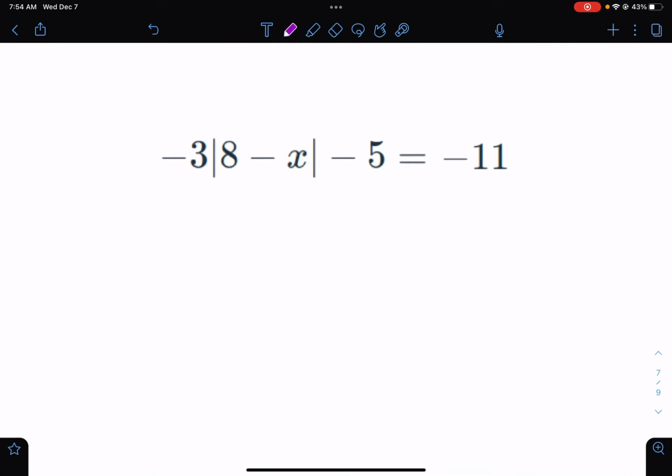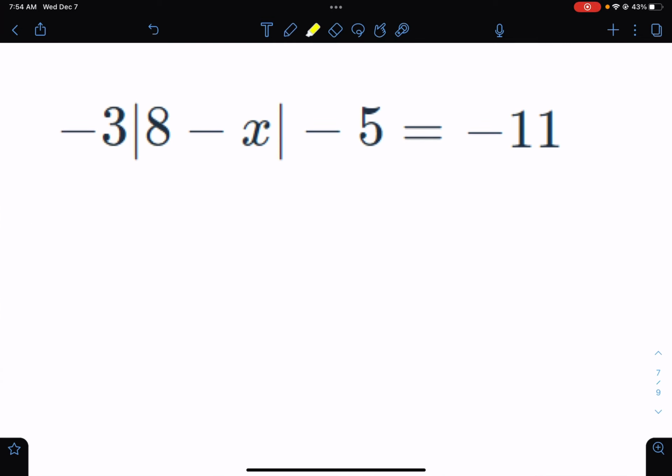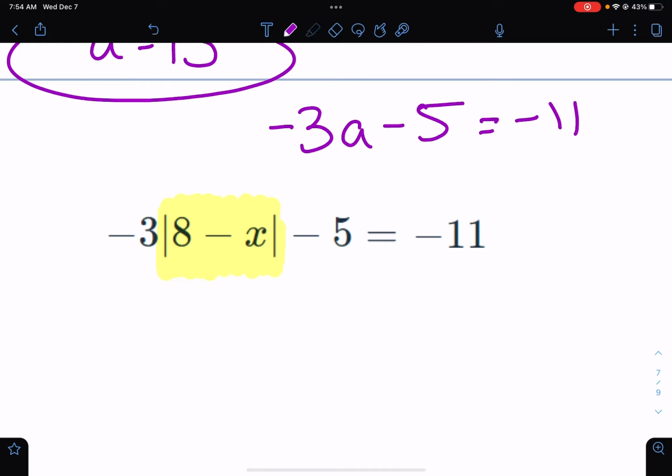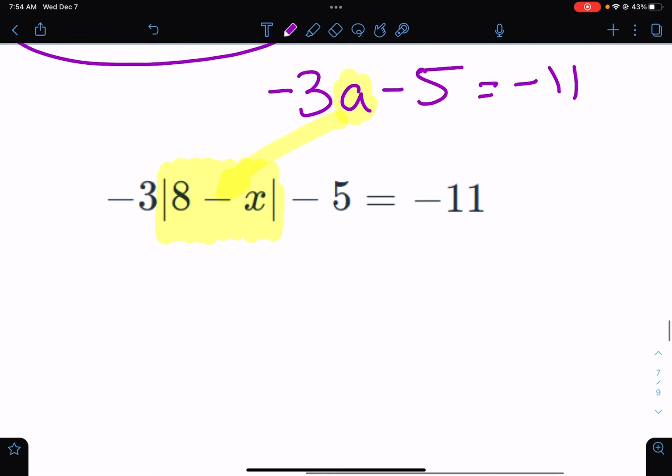So now, let's take a look at this one. Again, we have to get this thing by itself. Okay? So if you have a hard time thinking about what you need to do first, imagine that this absolute value is just your variable, right? If I gave you like negative 3a minus 5 equals negative 11. This a is in the exact same spot as this absolute value, okay? Looking at this, right, you would add 5, divide by negative 3, and that's exactly what we're going to do, okay? We're going to add 5.